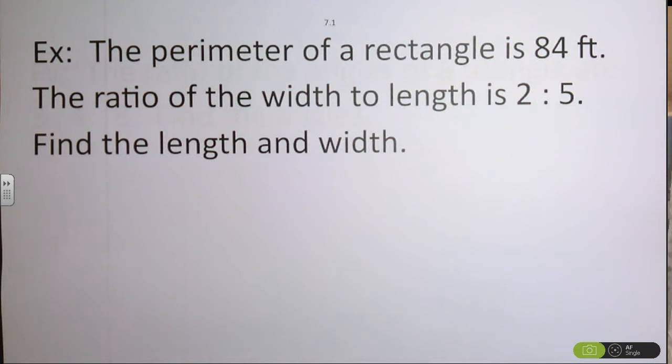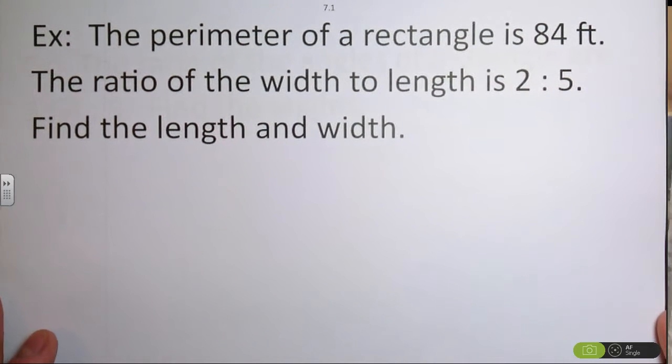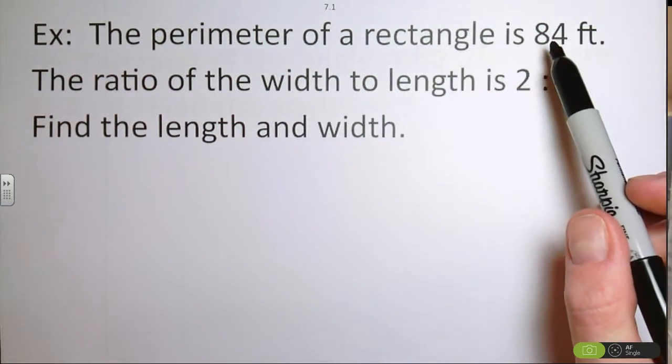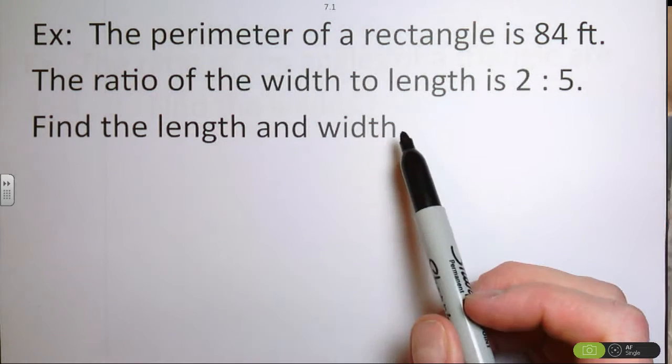Okay, so here are some problems from section 7.1 in case you missed it in class or you just have extra questions to go over. So, proportions or similar figures and ratios. The perimeter of a rectangle is 84 feet. The ratio of the width to length is 2 to 5. Find the length and width.